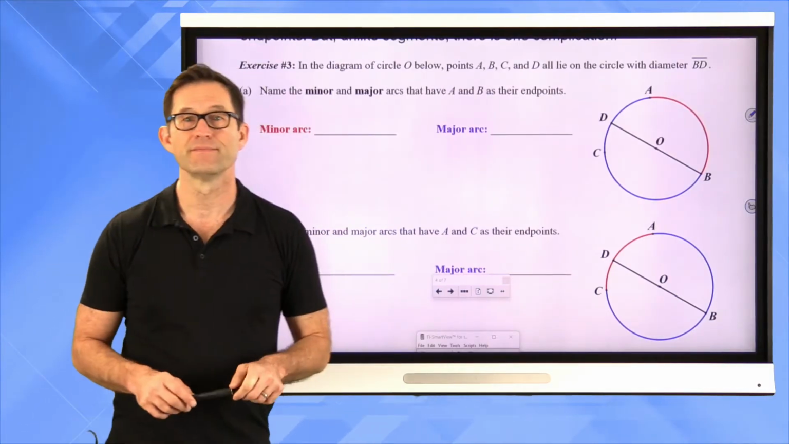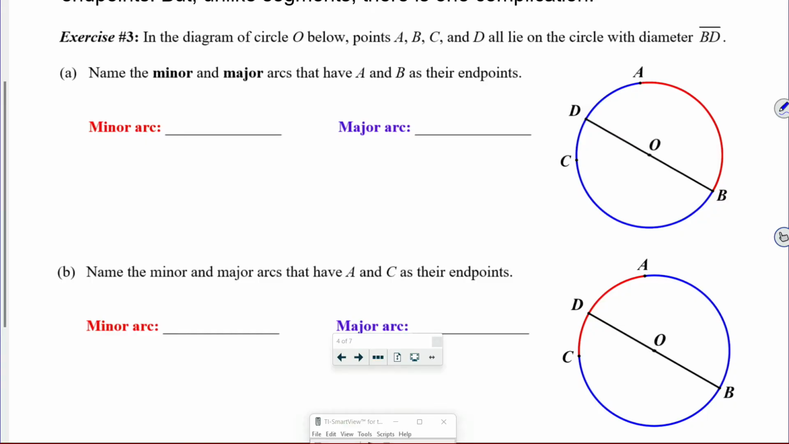Exercise number 3. In the diagram of circle O below, points A, B, C, and D all lie on the circle with diameter BD. Letter A. Name the minor and the major arcs that have A, B as their endpoints.